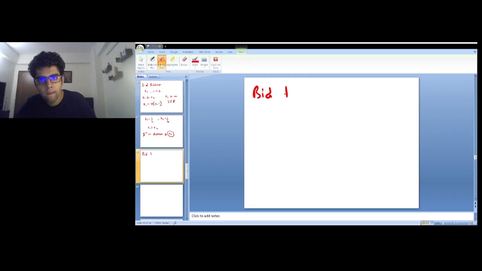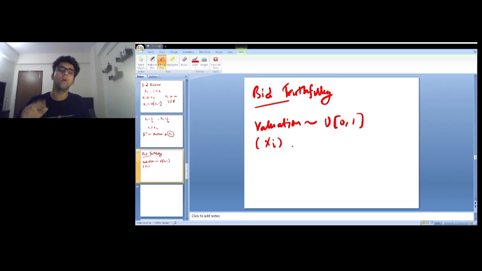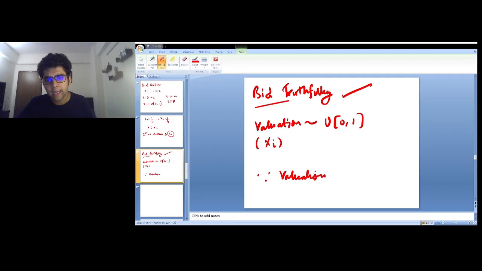Bid truthfully, right? So what happens is their valuations, x1 and x2, are uniformly distributed from 0 to 1, valuation xi, where i is 1, 2. And they are also saying that they bid truthfully. Therefore, their valuation is automatically equivalent to their bid, right? Now the question says: find the expected revenue of the auction.